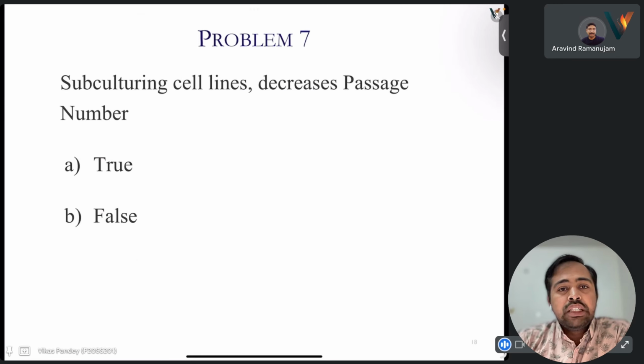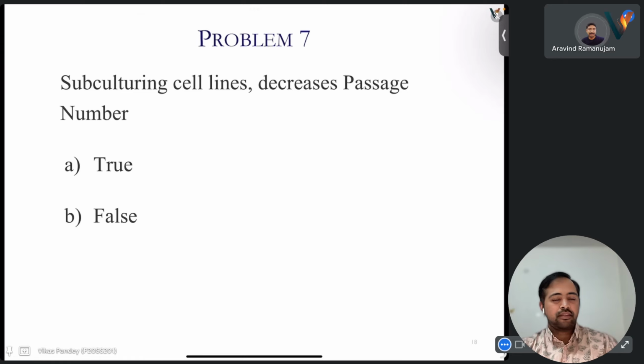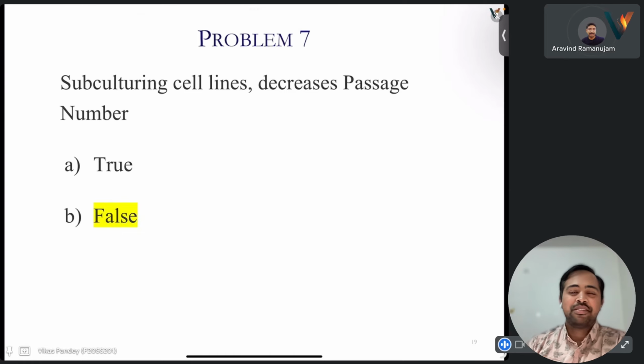Subculturing cell lines decreases passage number. Is it true or false? False, sir. Why? From the diagram, the cells are not increased. That's fine, you have got the idea. Yes, it is false. It will not decrease the passage number.